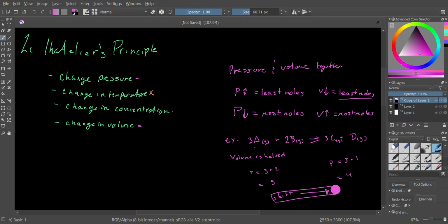Just make sure that if you're given a problem, everything is balanced, or else you're going to screw up your mole calculation.